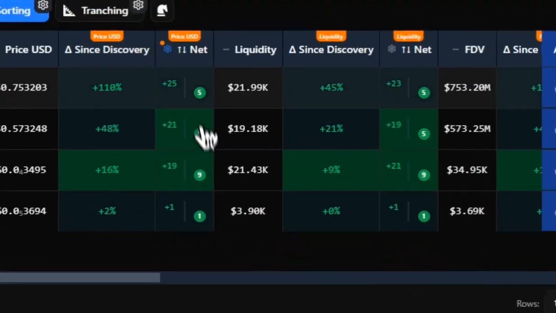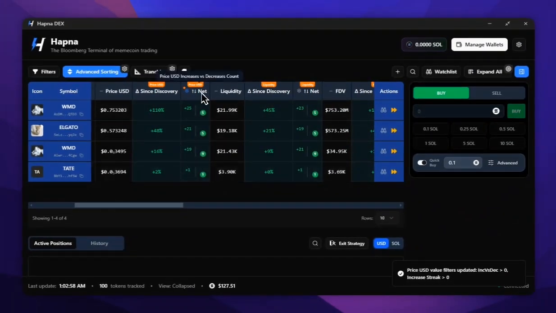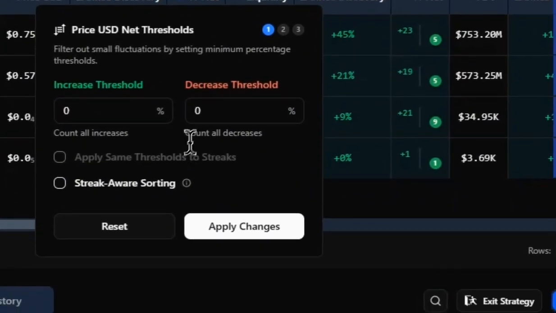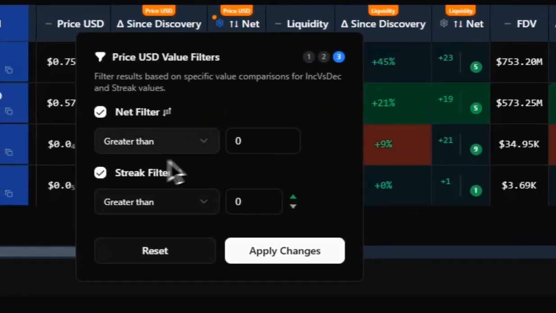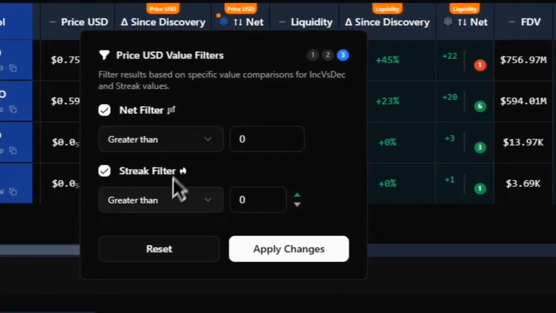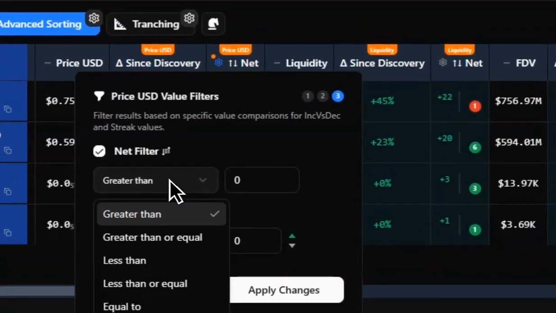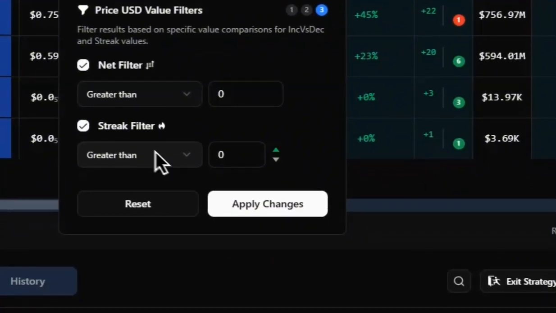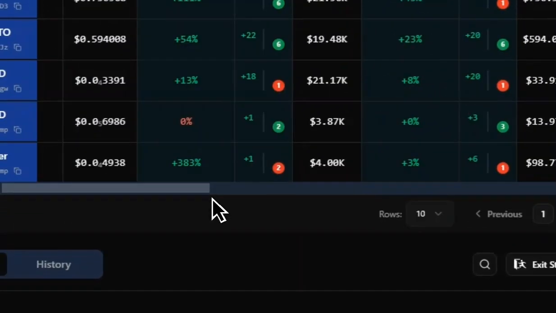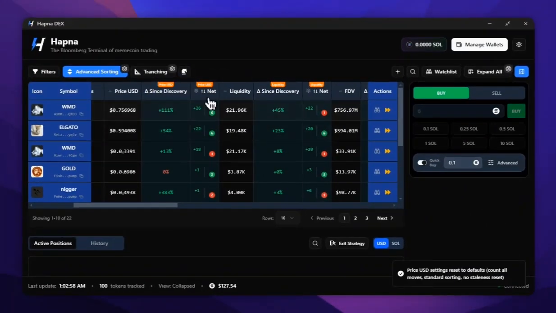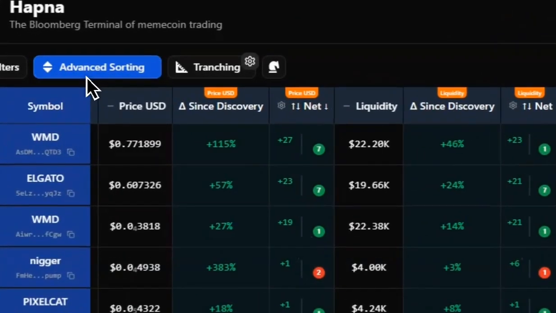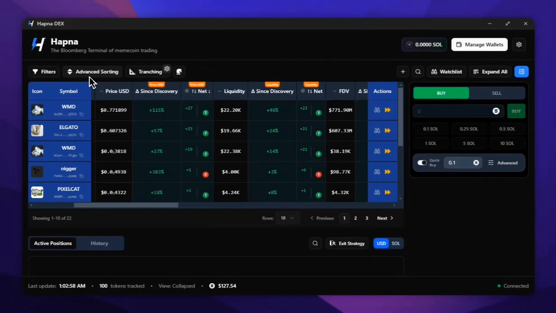I'm going to click apply changes, and you can see here, only 4 meme coins meet these conditions. The rest seem to be on the negative side, especially when it comes to these filters. You have so many operators here, as you can see, conditions that you can play with. It's all up to you. Great, that's for the net. Now let me deactivate the advanced sorting, and let's go to a very amazing feature.